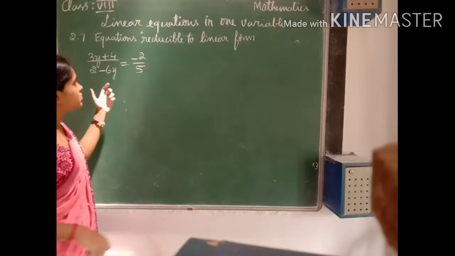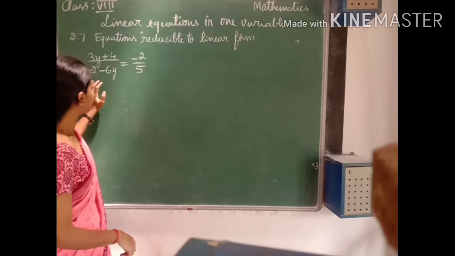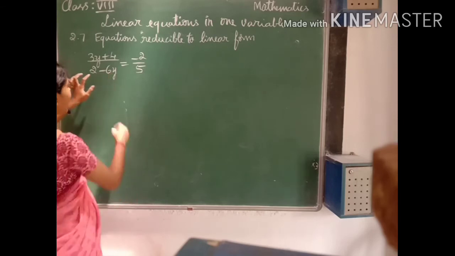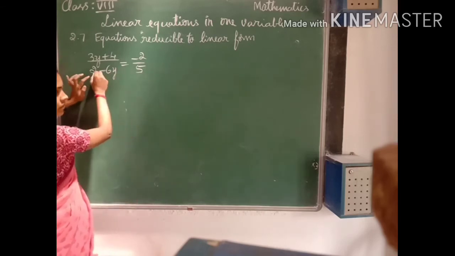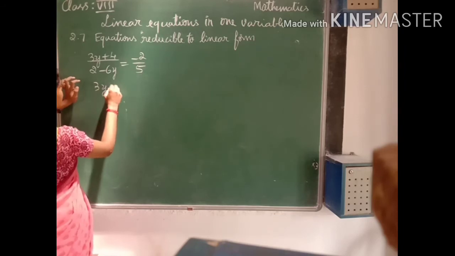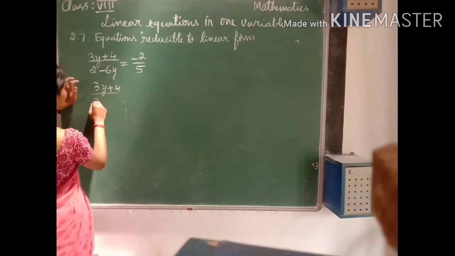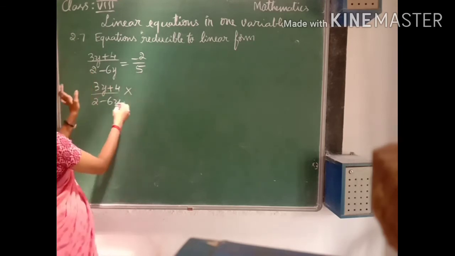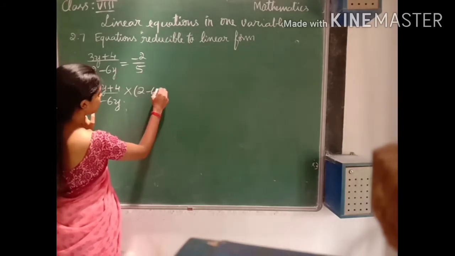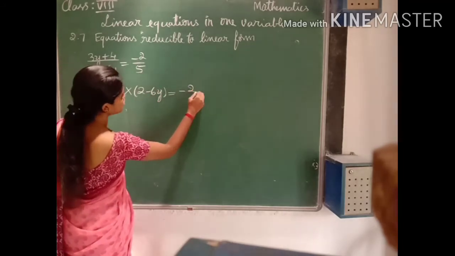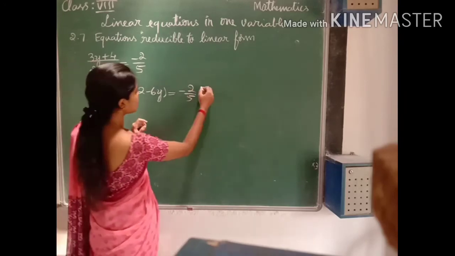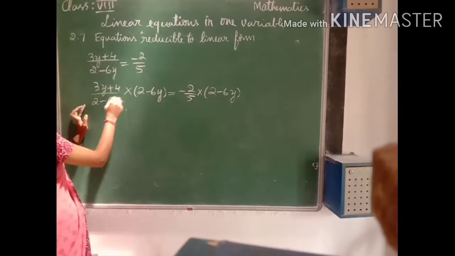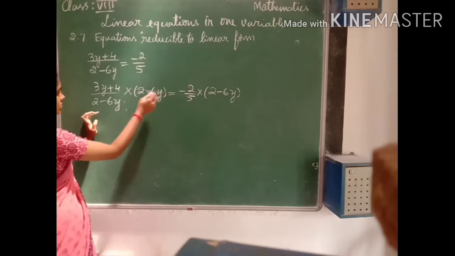In such problems, we have to use the cross multiplication method. How? In this equation, the denominator is 2 minus 6y. So, I will multiply both the equations by this denominator. 3y plus 4 divided by 2 minus 6y, then multiply by this denominator, 2 minus 6y. That is equal to minus 2 by 5, and on this side also you multiply by 2 minus 6y, same thing. So, when we multiply by the denominator, these terms get cancelled.